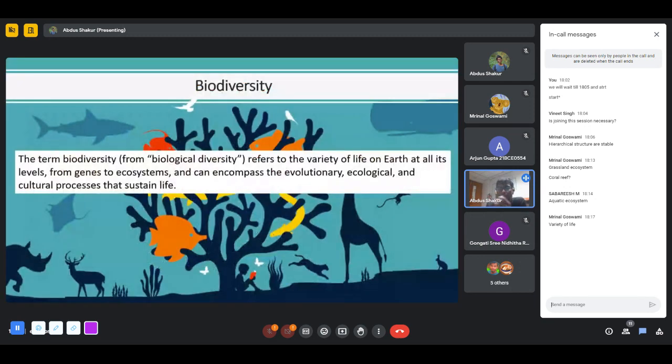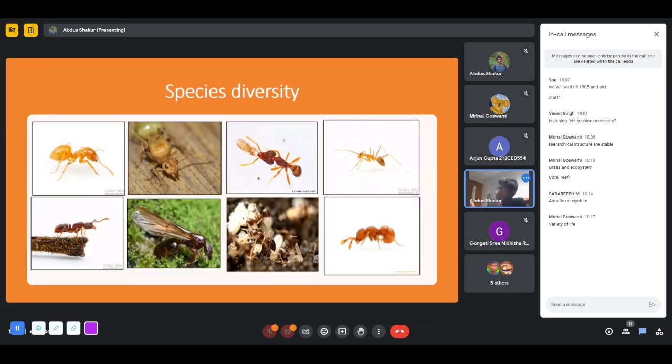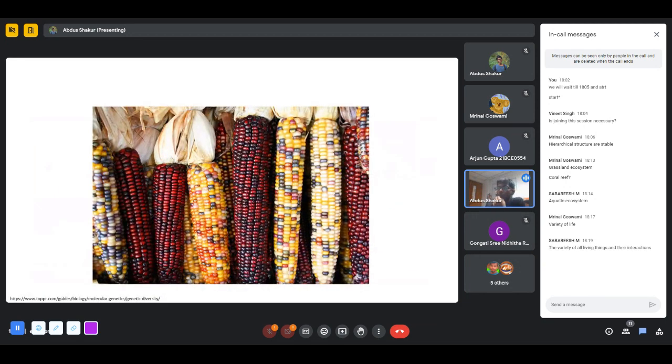So this diversity can be species diversity, as you can see different species of ants present. It can be birds or plants or anything. If you're just looking at them at the species level, you call it species diversity. What do you call this, the variety of living things and the interactions? Yes, that was right, that was biodiversity. Now, can someone say what you think you are seeing in this picture representing?